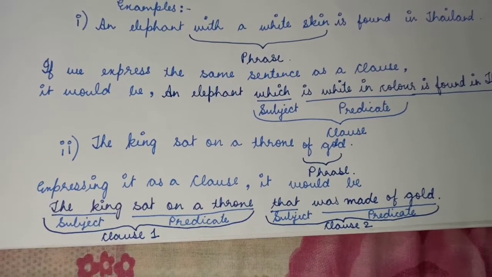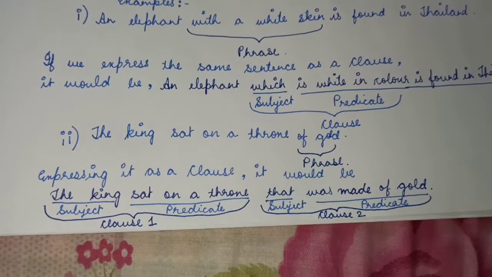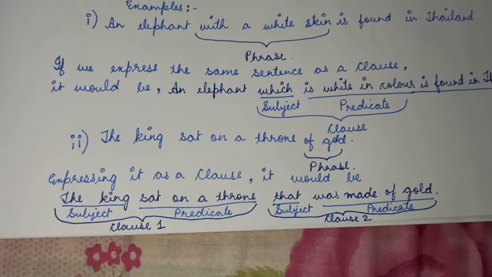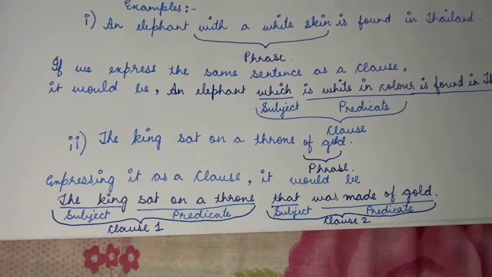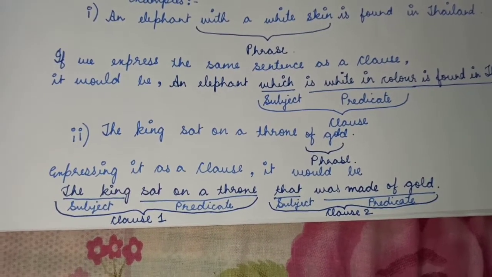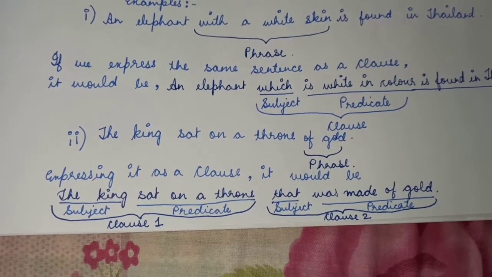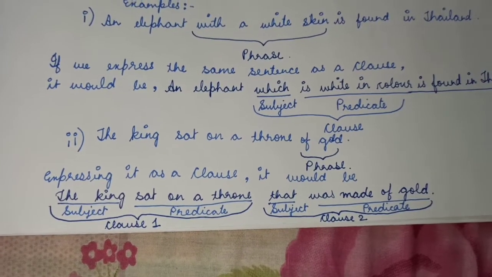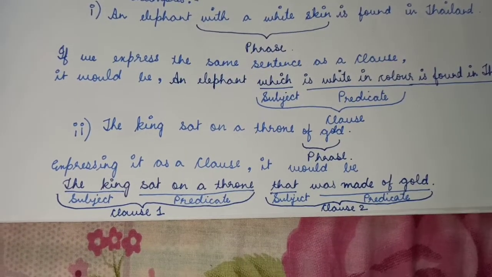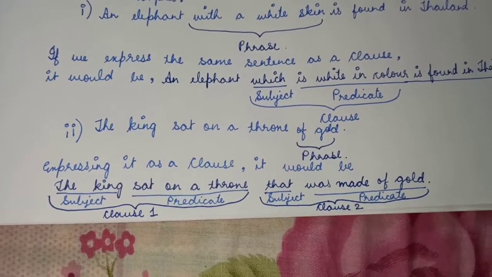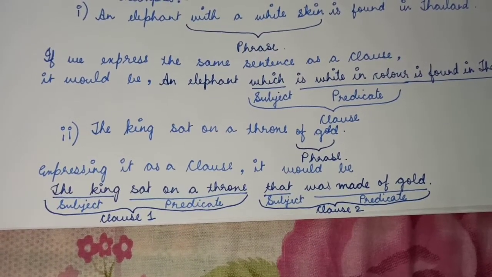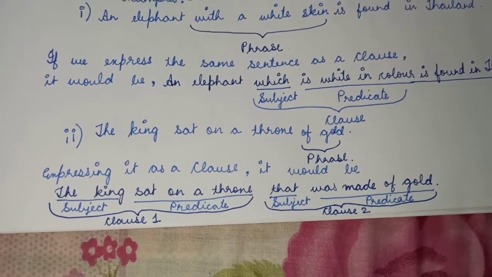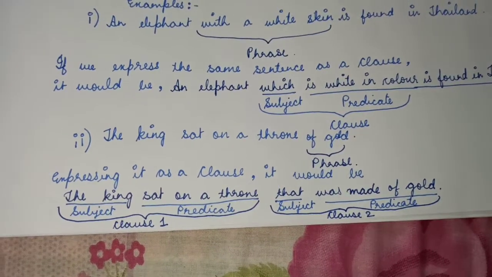This sentence also has two clauses. The first clause is the king sat on a throne. The second clause is that was made of gold. In the first clause, the subject is the king and the verb is sat, and we have the predicate as sat on the throne. In the second clause, the subject is that. That refers to the throne, and the verb is was, and the predicate is was made of gold.